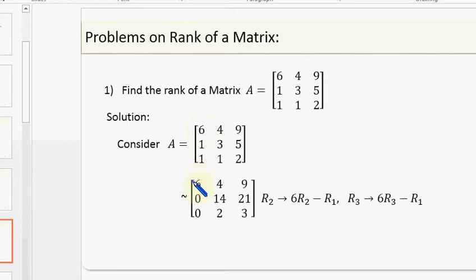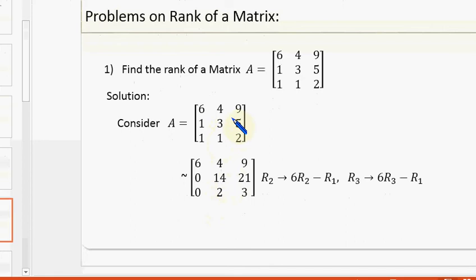You can observe that the first row is the same, 6, 4, 9. The second one is 6 minus 6, that is 0. For the next, 6 times 3 is 18, minus 4, that is 14. Here also, 6 times 5 is 30, minus 9, that is 21. Similarly, for the third row, 6 minus 4 is 2, and 2 times 6 is 12, minus 9, that is 3.